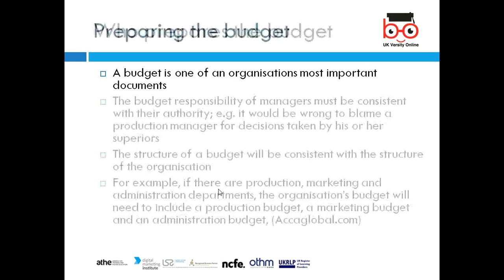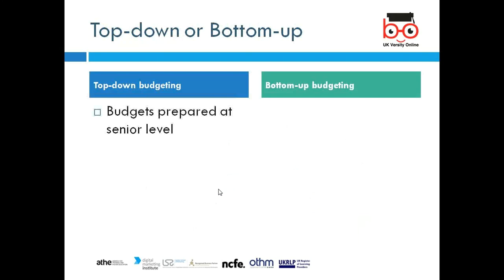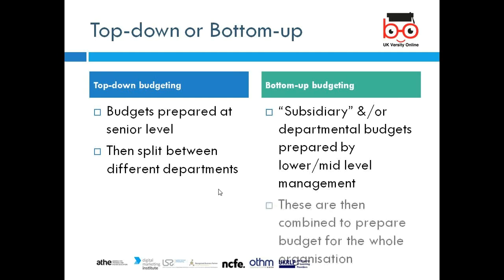If it is production or marketing, these are different departmental budgets, and the managers of those departments can make the budget. Budgets have two approaches: the top-down budgeting process and the bottom-up. Top-down means top level makes the budget and informs. Bottom-up means the budget is prepared at the operational level, combined at the top level and authorized. In top-down, budgets are prepared at the senior level and split between the different departments. In the bottom-up budgeting approach, subsidiary or departmental budgets are prepared by lower or middle level management. That is called the bottom-up or top-down approach.